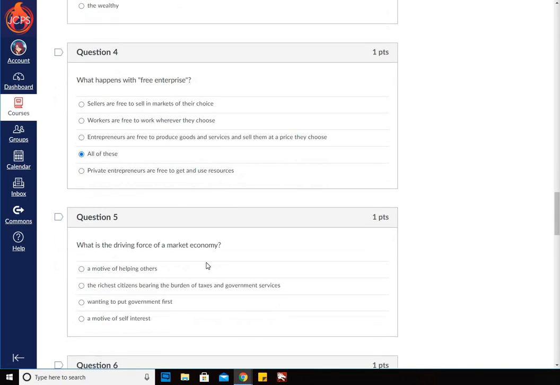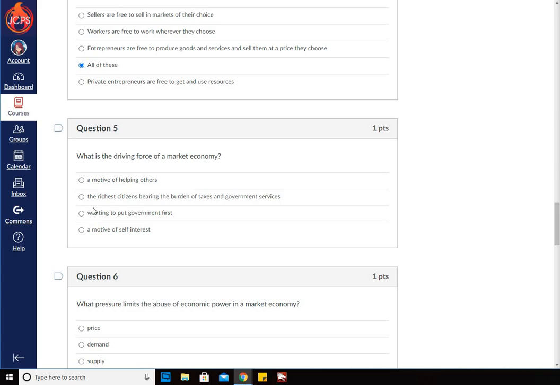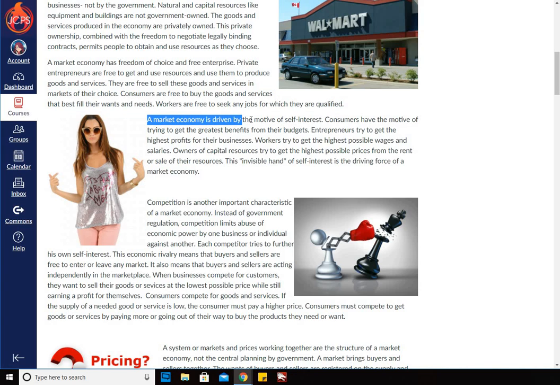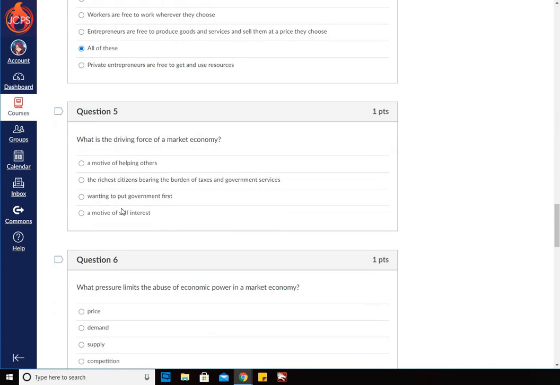All right. What is the driving force of a market economy? A motive of helping others, the richest citizens bearing the burden of taxes and government services, wanting to put government first, or a motive of self-interest. There's our answer. A market economy is driven by the motive of self-interest. So number 5, a motive of self-interest.